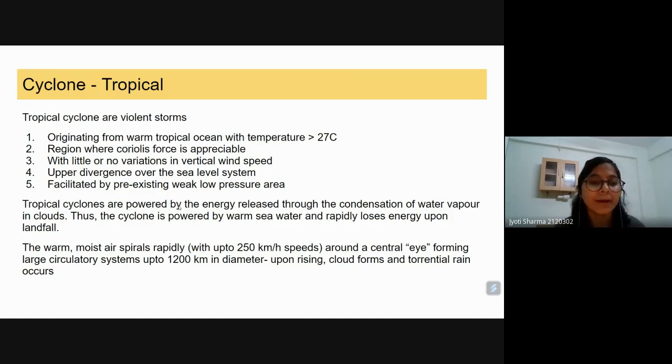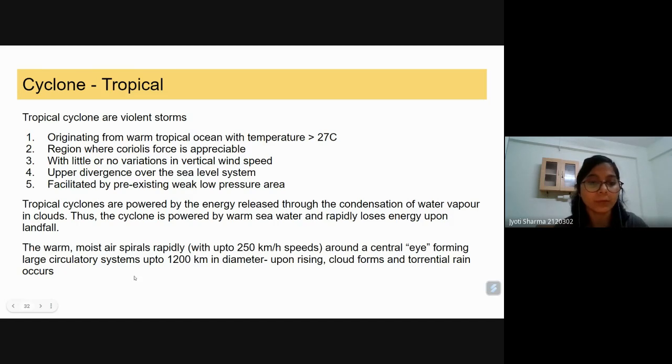So these are the conditions that should be met before the formation of tropical cyclones. Tropical cyclones are powered by the energy released by the condensation of water vapor in the clouds, and this cyclone is powered by warm seawater, and after rising lose the energy upon landfall. So whenever the cyclone is approaching the land, it will lose the energy. The warm, moist air spirals rapidly at a speed of 250 km per hour around a central eye. The central eye will create the low pressure zone. This will form a large circulatory system up to 1200 kilometers in diameter, and upon rising, clouds form and torrential rain can occur.